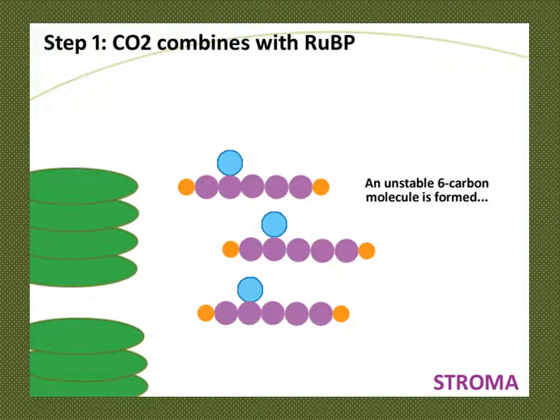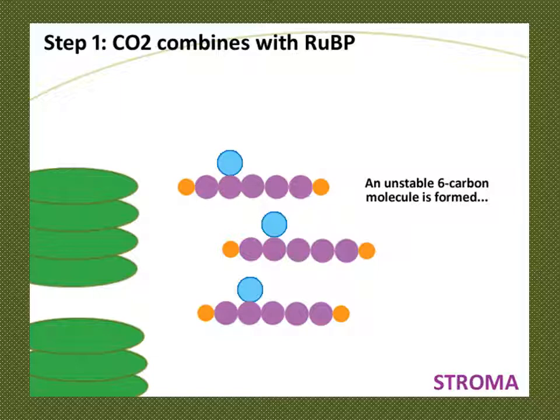Okay, so this is what happens. Your carbon dioxide molecule combines with the RuBP. It forms this unstable 6-carbon molecule. We're going to count 1, 2, 3, 4, 5, 6 carbons. Now, because that 6-carbon molecule is so unstable, it's going to shake, it's going to vibrate, and then it's going to break itself in half.